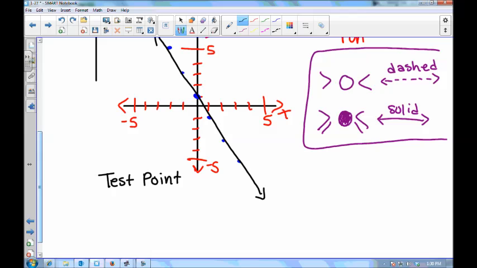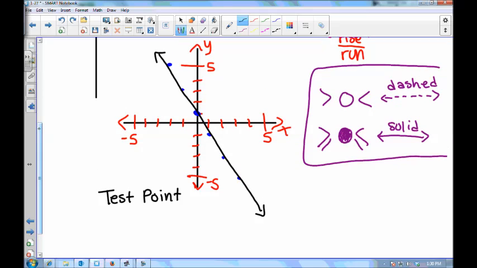Do you agree? If you're on the y-axis, your x value is always 0. It's really nice when you have zeros because then things cancel out. Okay, so pick a point for us that's not on the line, that's on the y-axis.